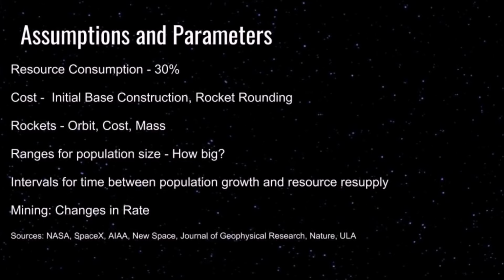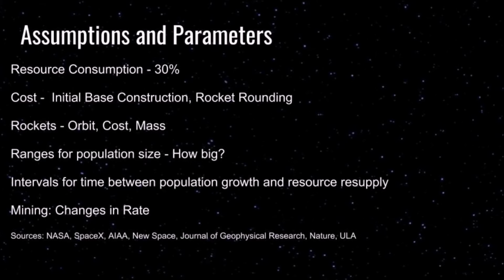Assumptions and parameters had to take into account resource consumption on a per day basis with a 30% contingency. Costs will factor in initial base construction. Per AIAA models, all rockets that we're going to be taking up are rounded up. Rockets that we're going to be using are the Falcon Heavy to geostationary orbit and the SLS to translunar injection orbit. Cost and mass for those were taken into account.